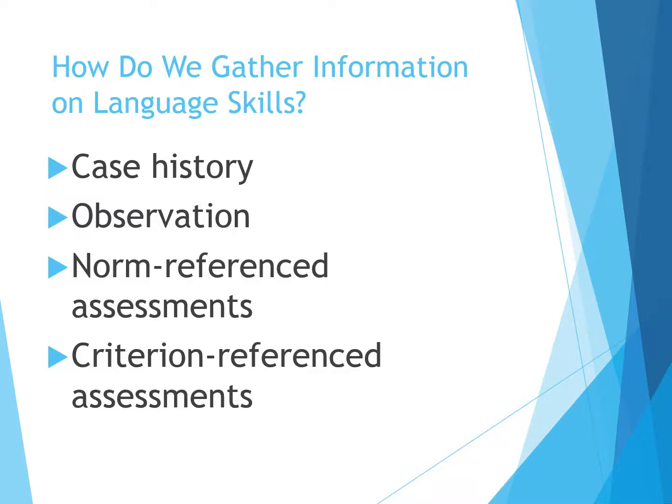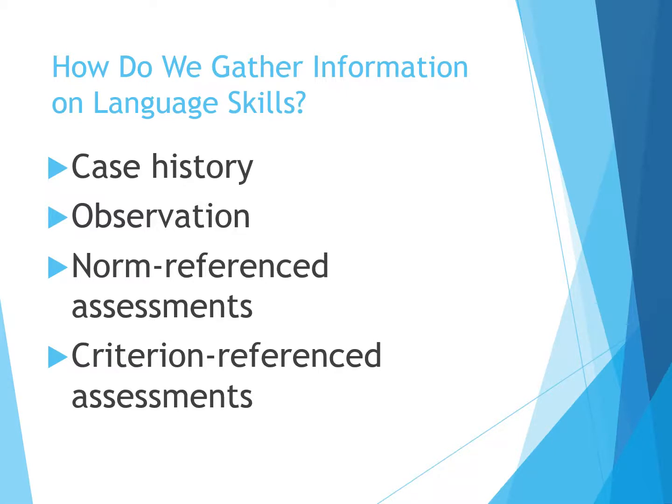So how do we gather information on these language skills? We're going to use the case history. We're going to use observation, norm reference assessments, and criterion reference assessments. First, we gather case history information from looking at the case history form that the parent should fill out prior to the evaluation, looking at other reports from doctors or other therapists, and asking the parents case history questions during an interview at the beginning of the assessment.